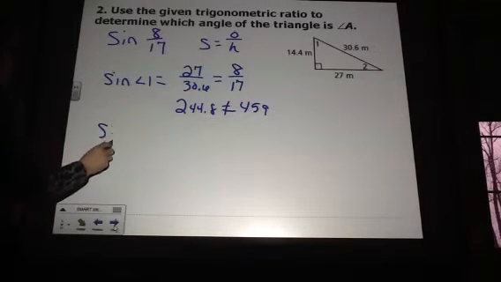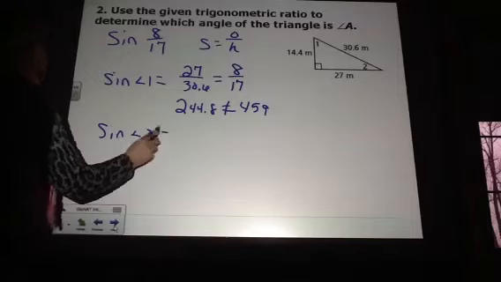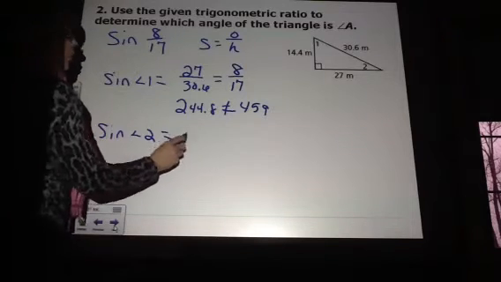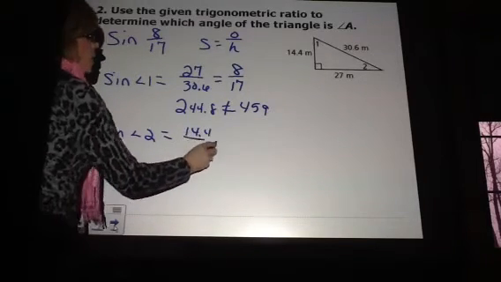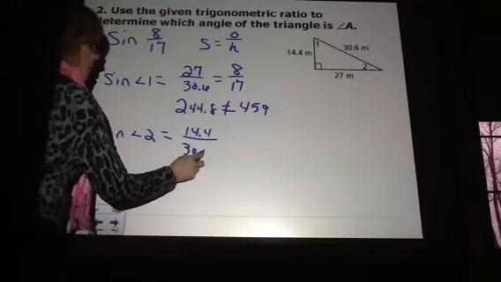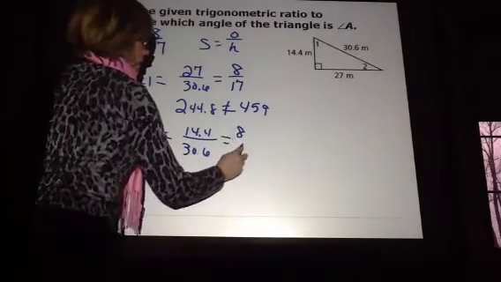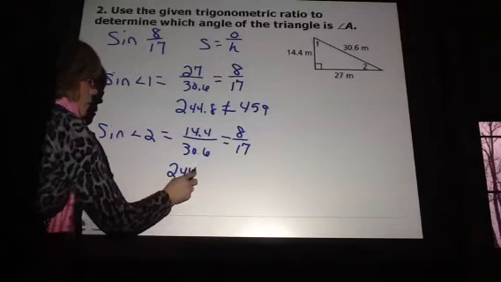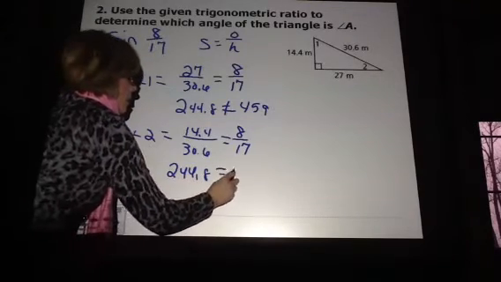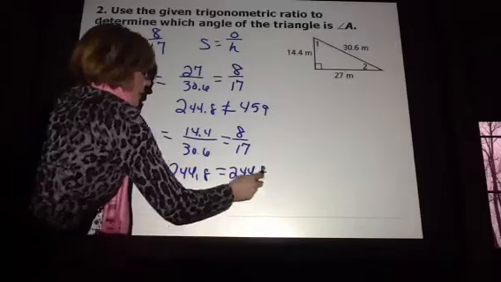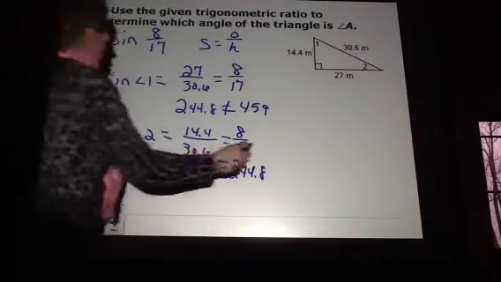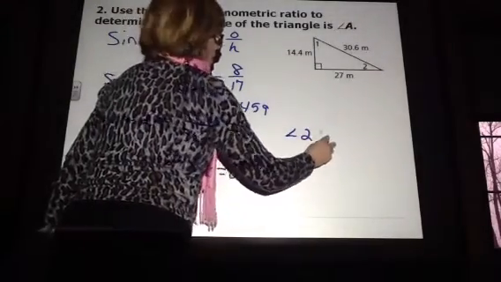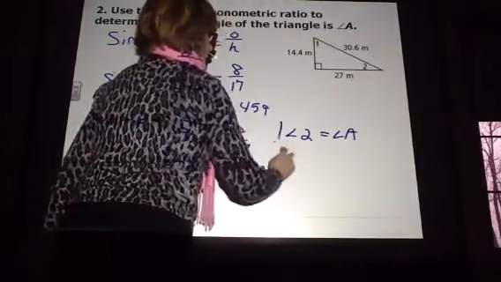So let's look at the sine of angle 2. Opposite of angle 2 is 14.4. Hypotenuse is 30.6. Do your cross product, and we get 244 8/10 equals 244 8/10. Therefore, angle 2 is equal to angle A.